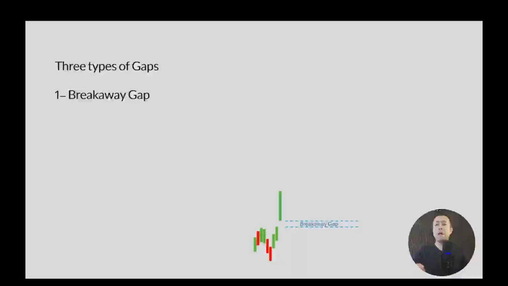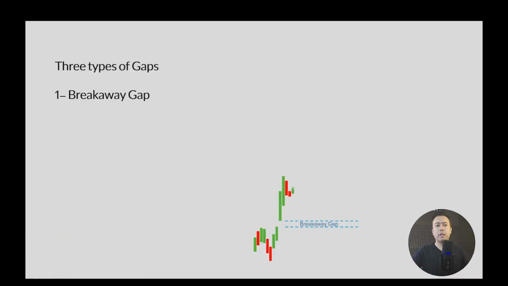Usually, this type of gap should not be filled. If it does get filled, it indicates weakness, because when you have a major price move and the price is supposed to continue in the same direction, it shouldn't come back to that level again. Now, the next type of gap is one you'll see on this chart.